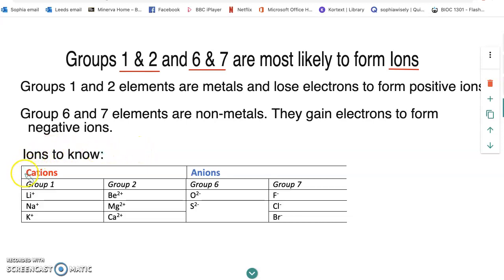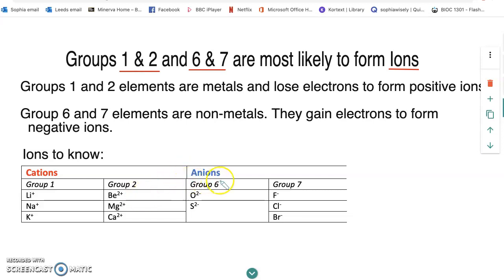So cations. Cations are positively charged ions, and they are formed by groups 1 and 2 because it's easier for them to lose electrons and therefore they become positive. So group 1, this is group 1 on the periodic table. They have 1 outer shell electron, so they lose that one and then they become positively charged. So that's lithium 1+, sodium 1+, and potassium 1+. And then group 2 have 2 outer shell electrons, so they lose them, become a 2+ charge. So that's beryllium 2+, magnesium 2+, and calcium 2+.